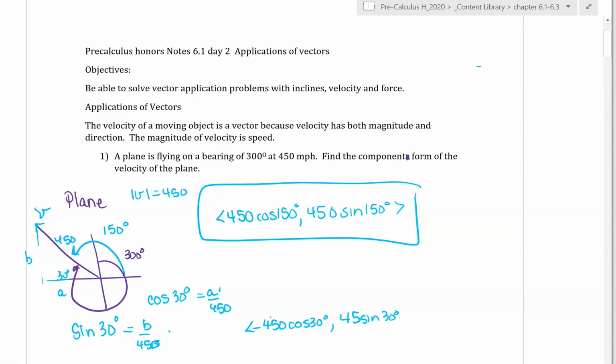Okay, so let's think about this. If you type this into your calculator, you get negative 389.71, comma 225. So let's think about what we did. We just described the velocity vector by its horizontal and vertical components. You also could have said v equals negative 389.71i plus 225j, because that's like a linear combination, where i is the horizontal and j is the vertical component.